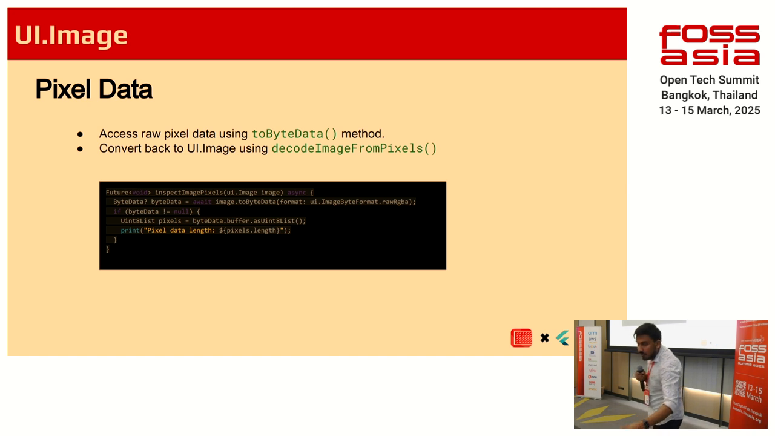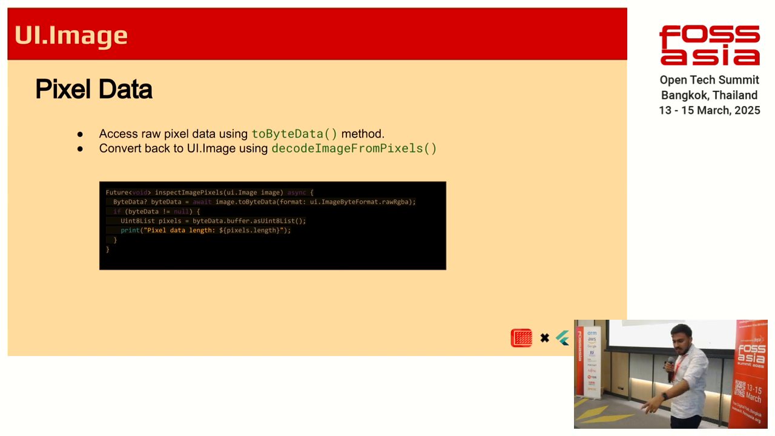And so UI.image is a class, but we need a data type to somehow represent those pixel data. So that's where Uint8List comes in. There are other representations also, but Uint8List is most commonly used, and that's what I use. So maybe there could be a better representation for it also.